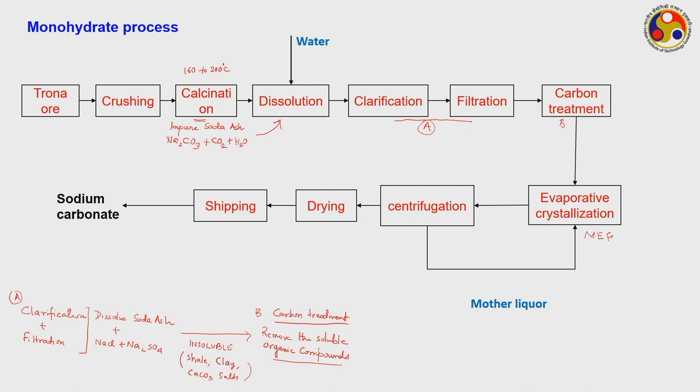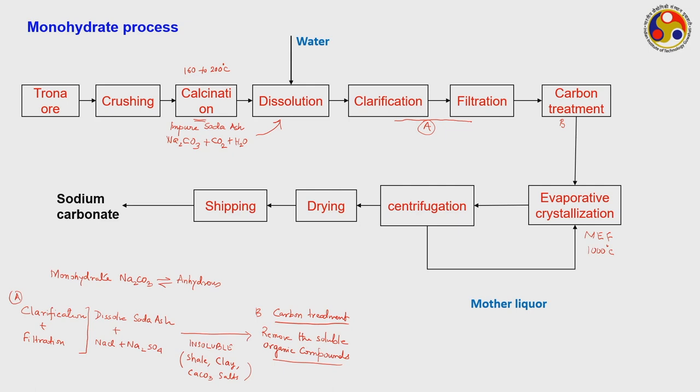The temperature is around 100 degrees Celsius, you keep it there. Two processes are happening: evaporation as well as crystallization. When you keep it at that temperature, it is just enough. It is below the transition of monohydrate Na2CO3 to anhydrous. So this phase transition is avoided, and the monohydrate sodium carbonate crystals come out.